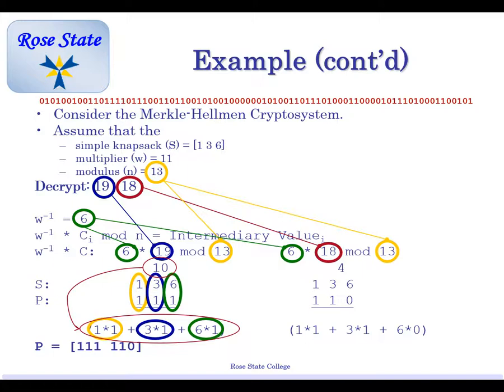Because remember, 10 and 4 are the intermediate values, and you have to figure out what combination of the 1, 3, and 6 gives us 10. That'll be 1, 1, 1. And what combination of 1, 3, and 6 gives us 4? That'll be 1, 1, 0. Easy enough? Okay there? All right.